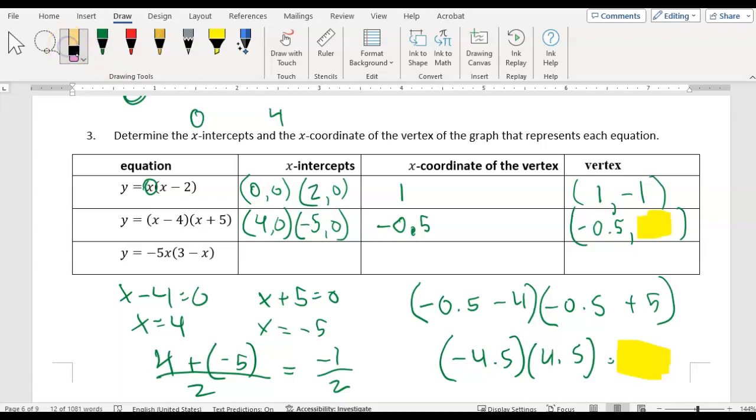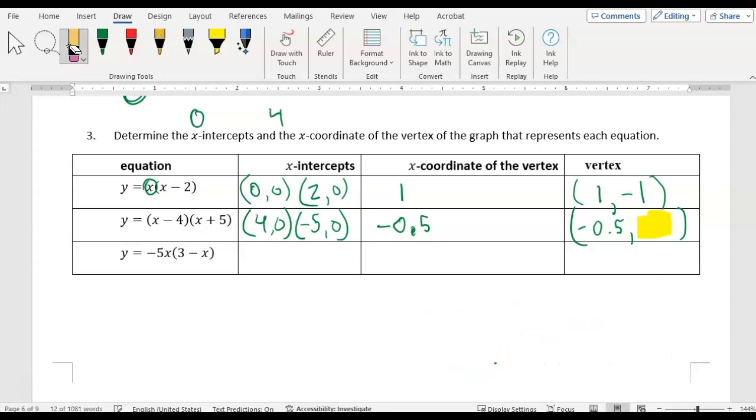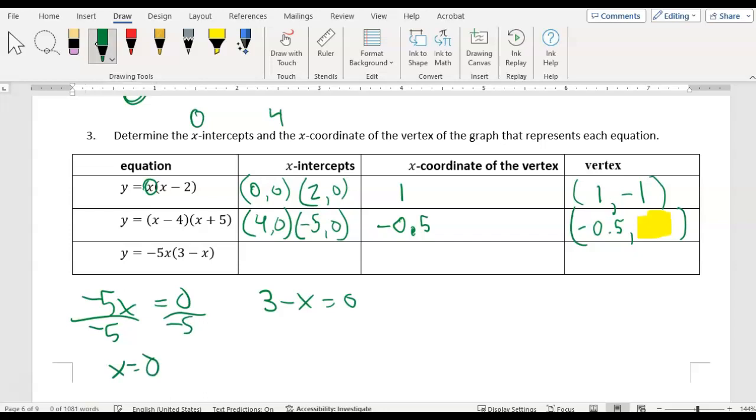All right, let's take a look at the next one. For this last one, similarly, we can set each factor to 0. So I'm going to look first at negative 5x equals 0, and then 3 minus x equals 0. Notice this one is a little bit tricky because of where they have the 3 and the x. Divide by negative 5 on both sides, we get x equals 0. You could probably recognize that one already. So one of our points is 0, 0.